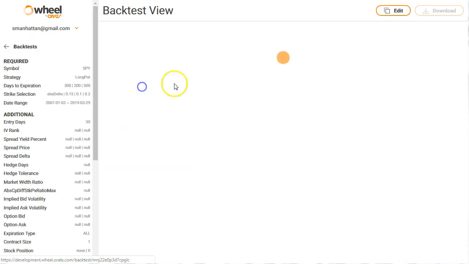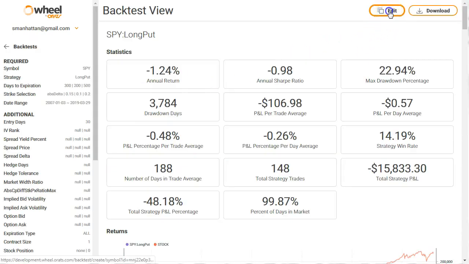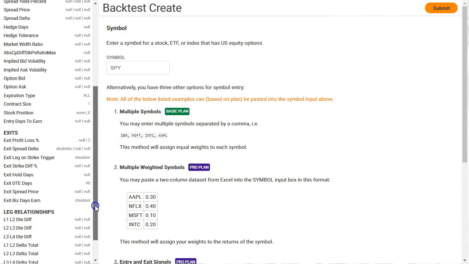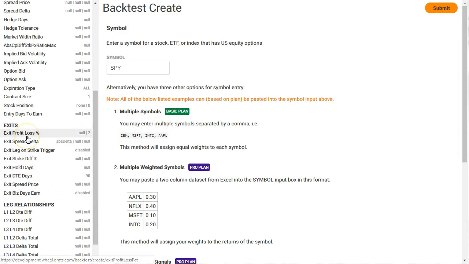So let's review. We've gone over all of the exit rules. Exit on profit and loss: we exited when we made 200% on our money here on the put. We exited on the spread delta. We exited on a strike trigger when a particular one of the legs, we could control all of them, hit a certain out of the money percentage or delta.